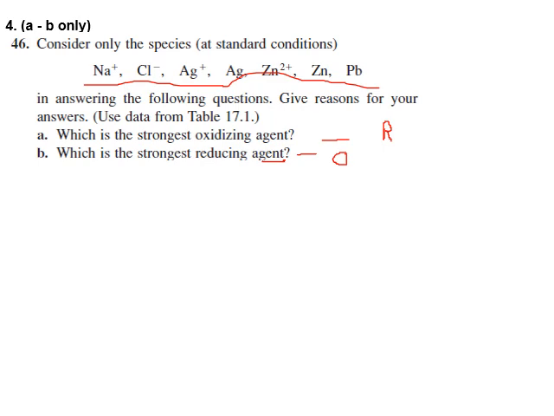And remember that the table that we're given, the standard reduction potential, is written such that we're writing all the half reactions with electrons being gained.